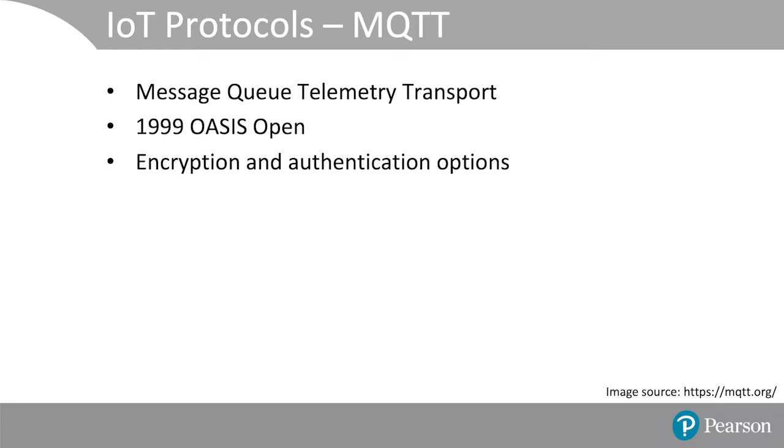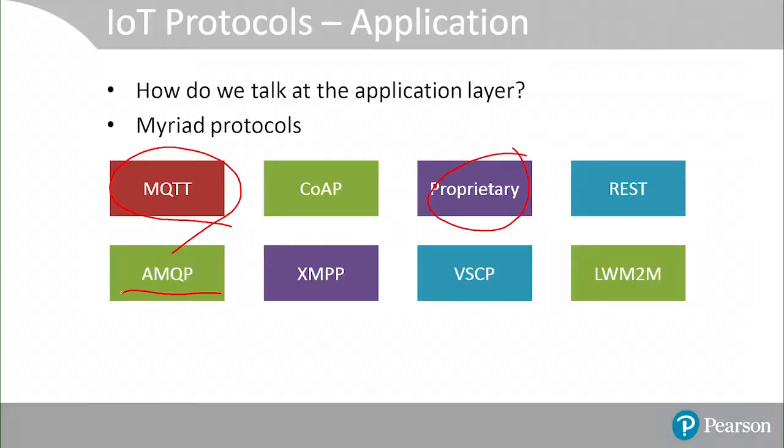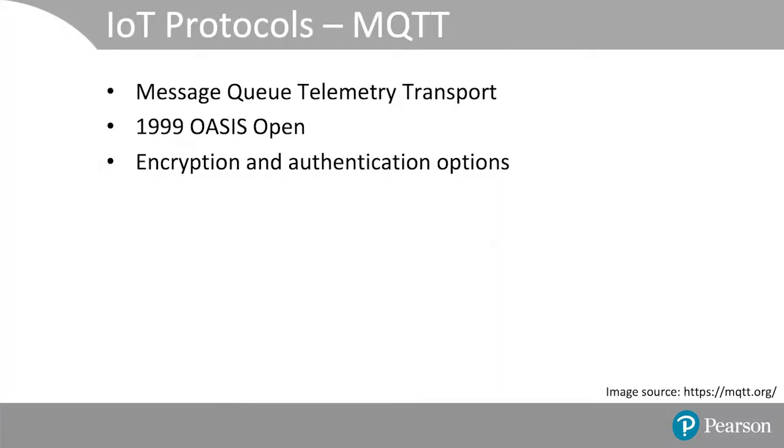MQTT, like I said, it is one of the most common protocols used for taking data from IoT devices and getting it up into the cloud. It stands for Message Queue Telemetry Transport, created in 1999 by a group called Oasis Open. Oasis Open also created AMQP. There are encryption and authentication options available for MQTT, however, they're not required. And time to market will often dictate whether or not it's actually implemented. Keep that in mind. If you are analyzing an IoT device and it's talking MQTT, is it encrypted and authenticated?